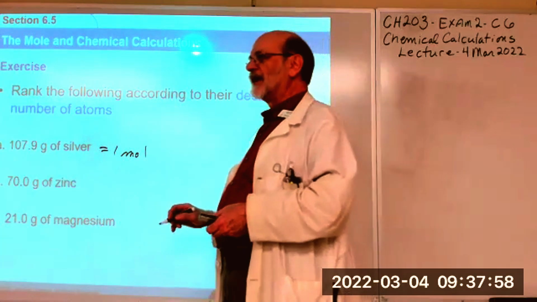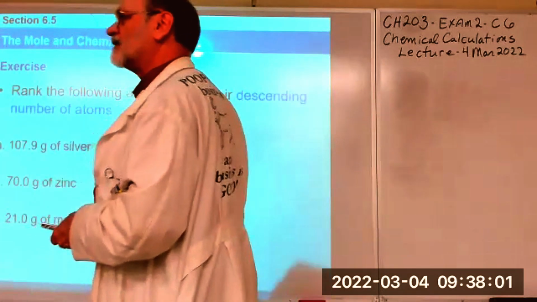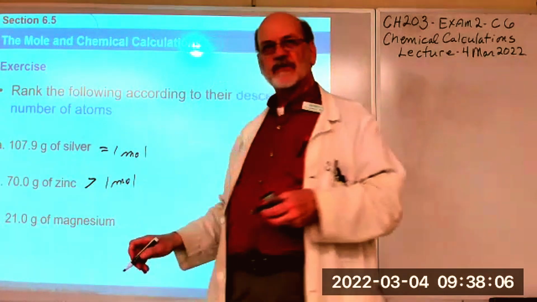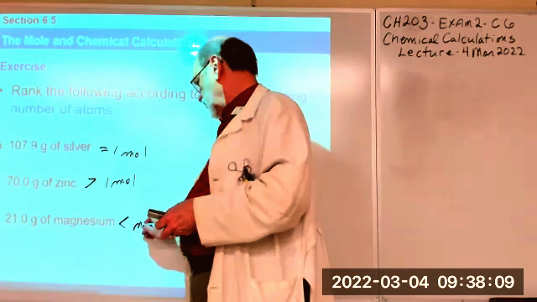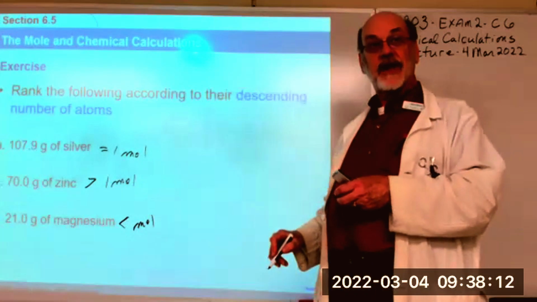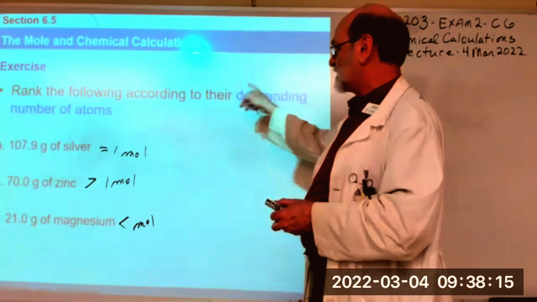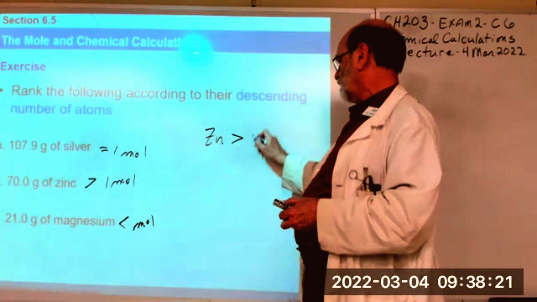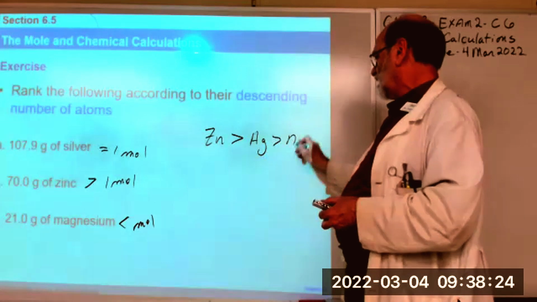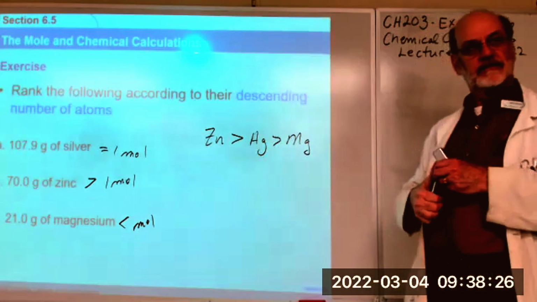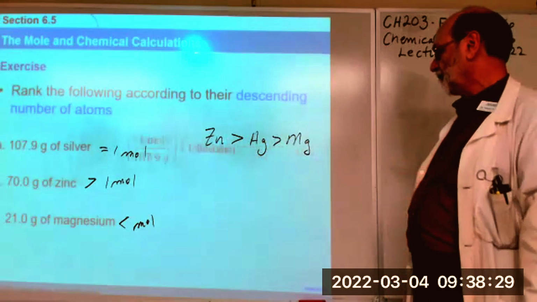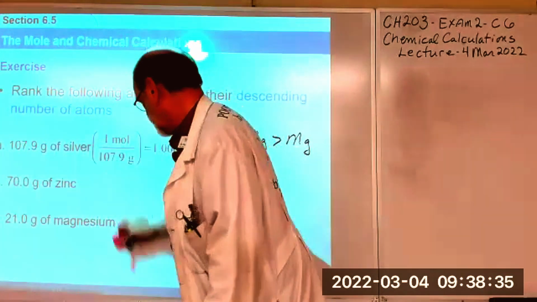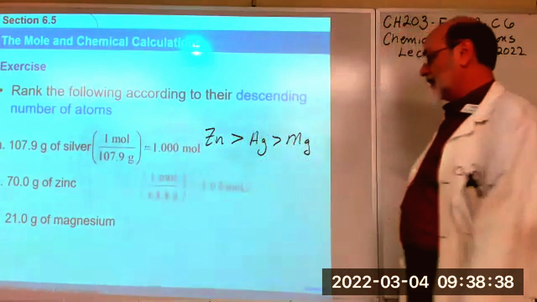How about zinc? Well, let's see. One mole of zinc is 65. So this one's greater than a mole, right? And magnesium is 24.3, so this one's less than a mole. Okay, so now we can put them in order, descending number. The greater than a mole is zinc. And then there's silver in the middle. And then there's magnesium on the bottom, less than a mole. I didn't even do the calculation, but that's the logic behind this.